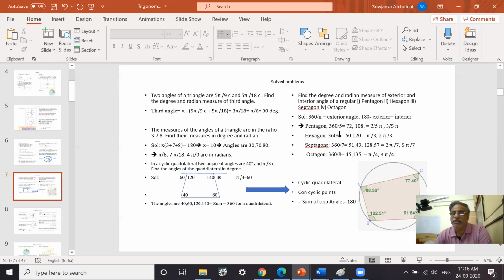Similarly, hexagon. 360 by 6 is 60 and 120. 120 is the interior angle. This is the exterior angle. Heptagon, 360 by 7. Octagon, 360 by 8. So these are all exterior angles. 360 by n is the exterior angle. 180 minus the exterior angle is the interior angle.